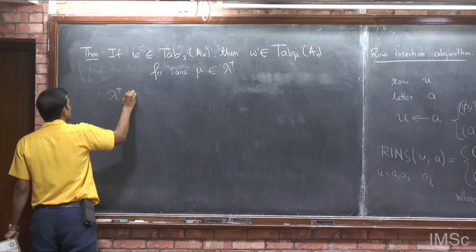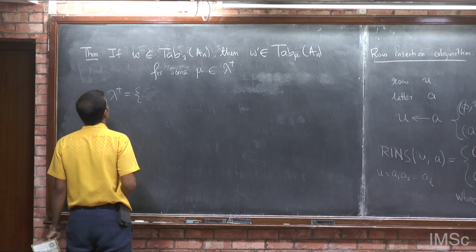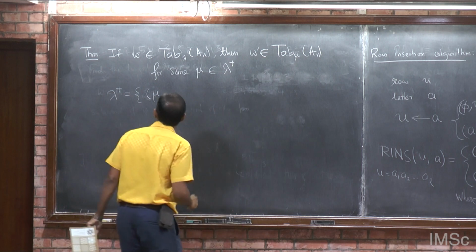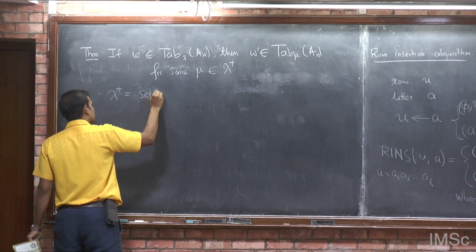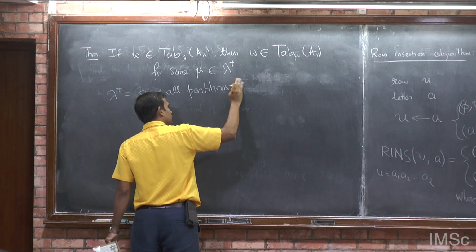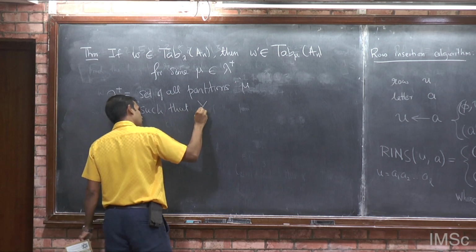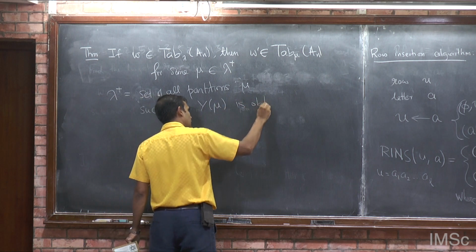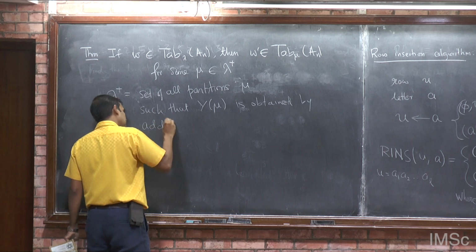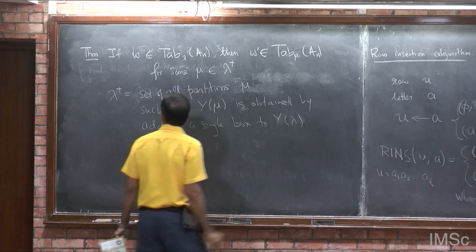So, lambda plus is the set of all partitions mu such that the Young diagram of mu is obtained by adding a single box to the Young diagram of lambda. Let us look at an example.